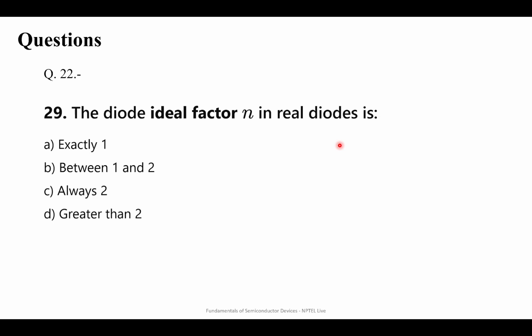The diode ideality factor n in real diodes is exactly 1, between 1 and 2, always 2, or greater than 2? What is the ideality factor in real diodes?